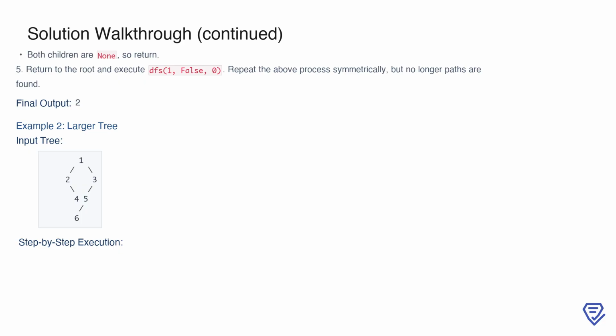Thus, the longest zigzag path remains 2. Moving to a larger example, this binary tree features more nodes and a more complex structure. The goal remains the same, to calculate the longest zigzag path by recursively exploring both leftward and rightward paths from the root and maintaining the maximum length. With this setup, we'll work through the tree step by step to determine the result.